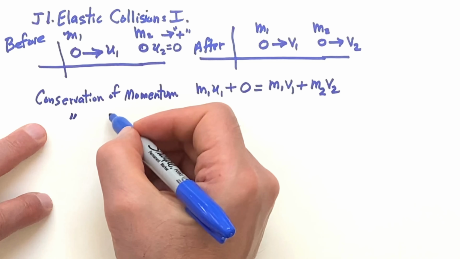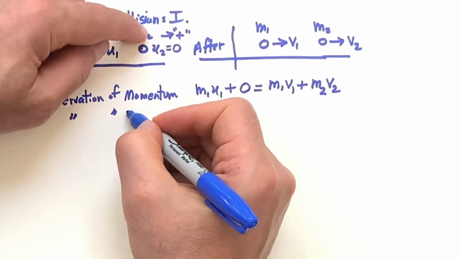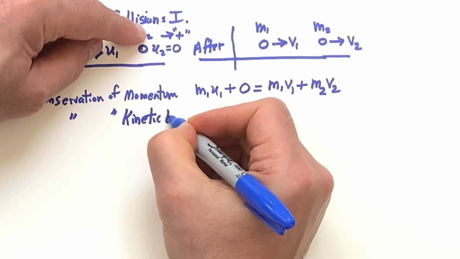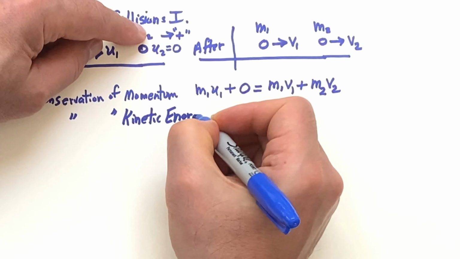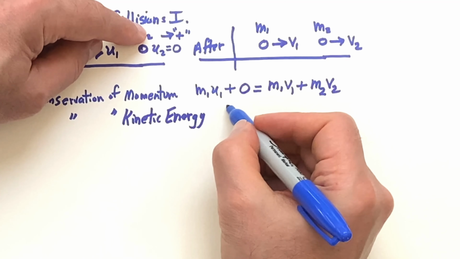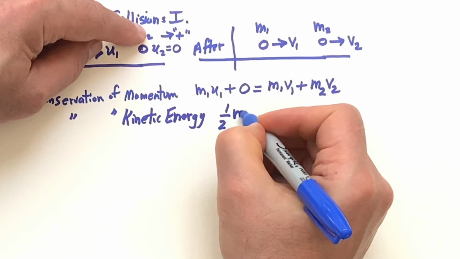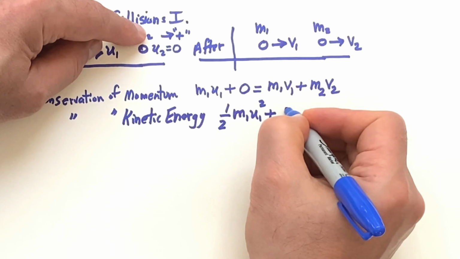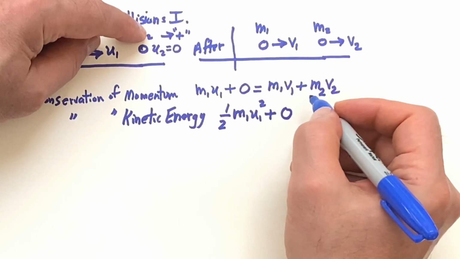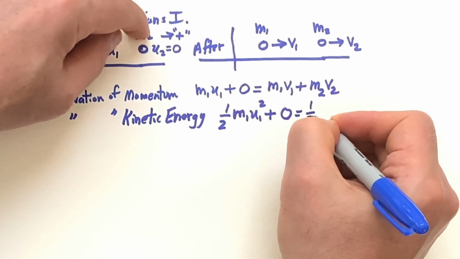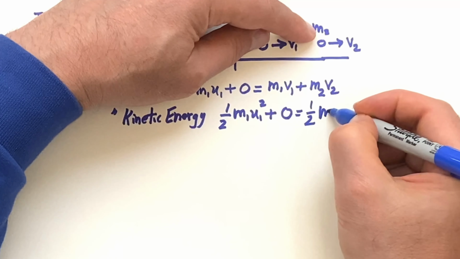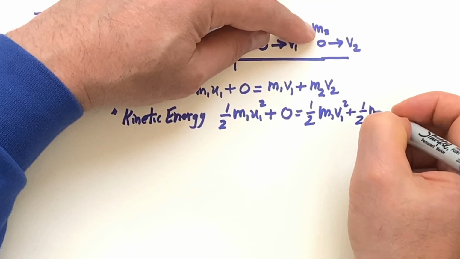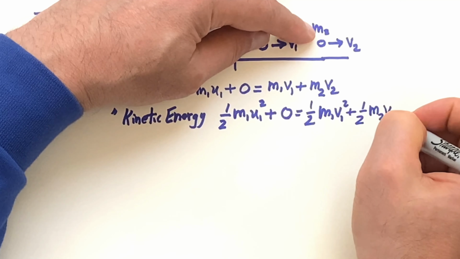The next is conservation of kinetic energy, since our situation is elastic. Then we have 1/2 M1 U1 squared plus 0, since the second one is at rest, and that's equal to 1/2 here M1 V1 squared plus 1/2 M2 V2 squared.